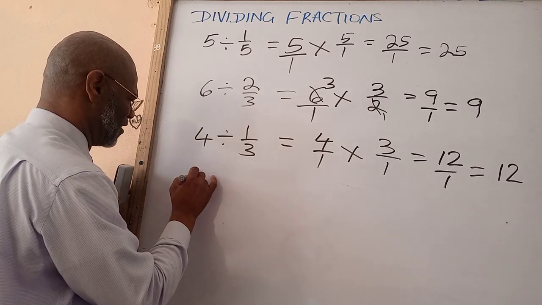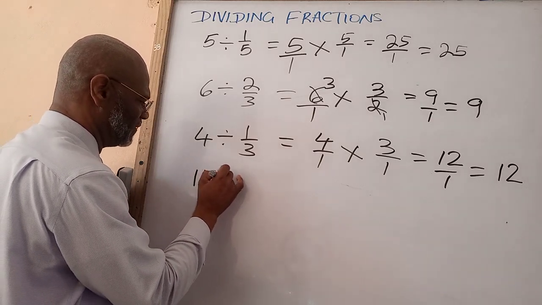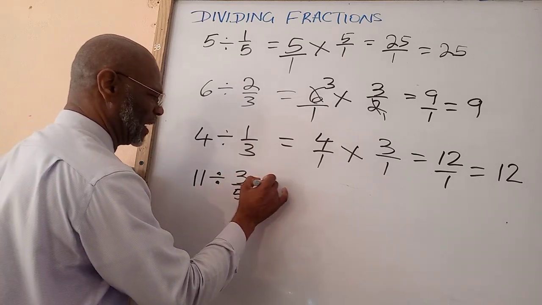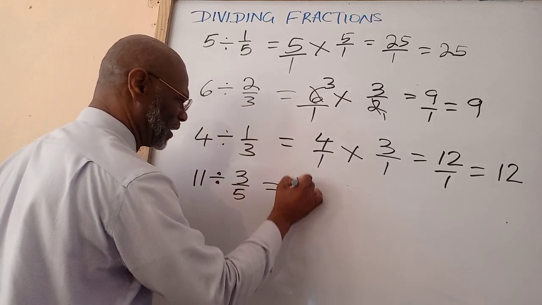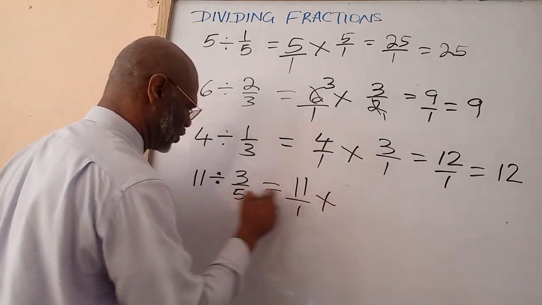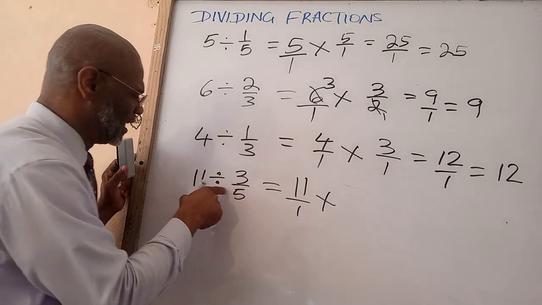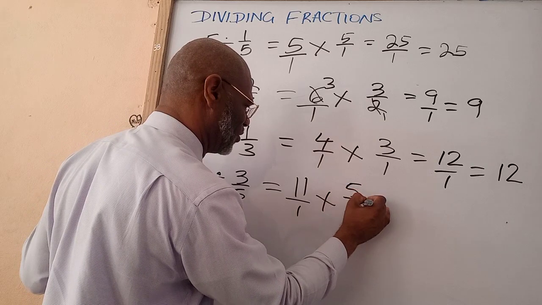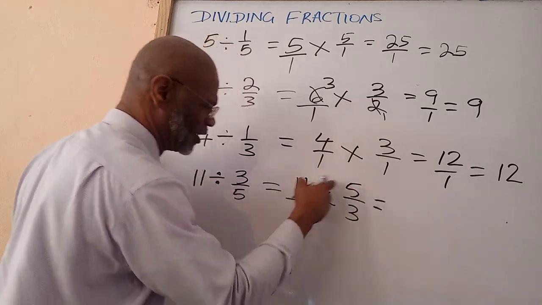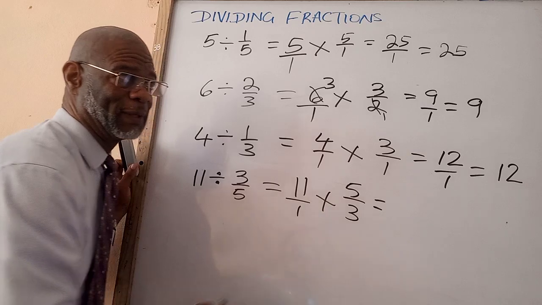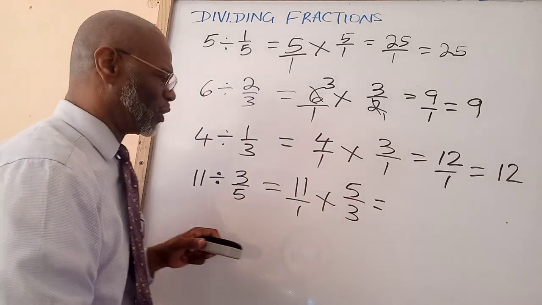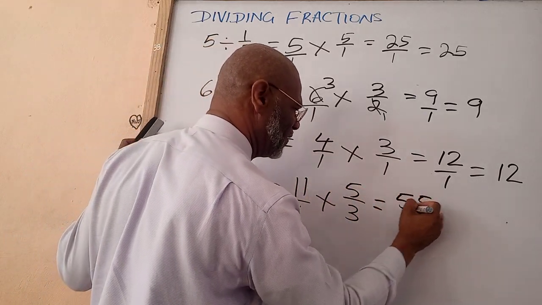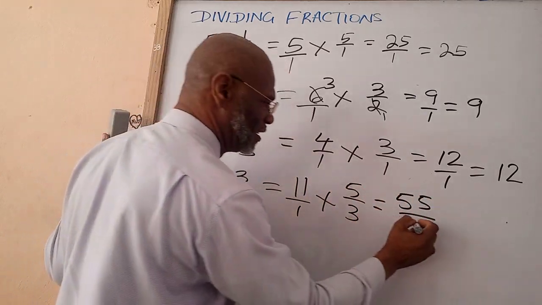So let's say we have 11 divided by 3/5. Again, we keep the 11, put that over 1, times, we change the division sign to multiplication, and then we flip this fraction here. So we're going to write 5/3. Multiply across. Notice we have no common factors between numerators and denominators, so we multiply across. 11 times 5 is 55, divided by 1 times 3 is 3.